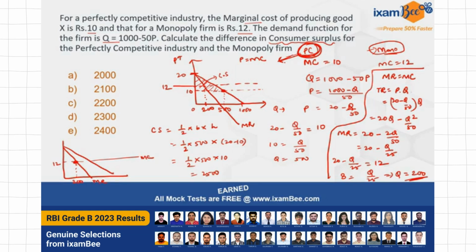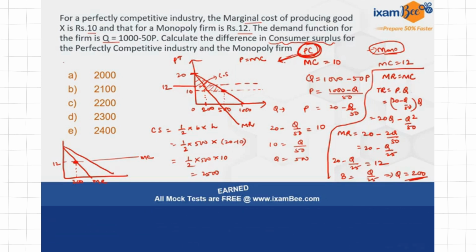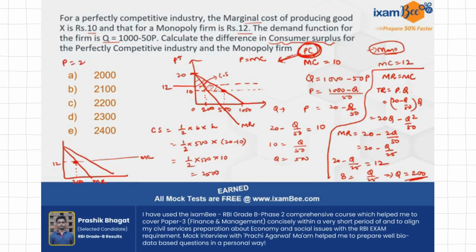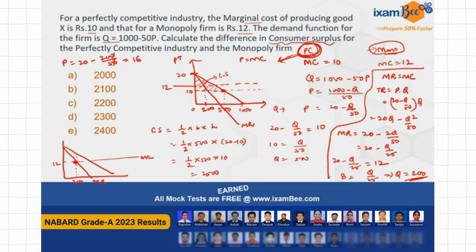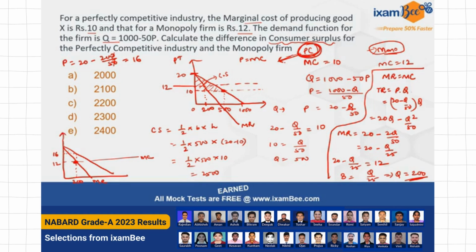Now, what is the price at this particular quantity? Okay, so let's find out what would be the price. So 20 minus Q by 50: 200 divided by 50, which is going to be 4. So 20 minus 4, price is going to be 16, right? So at this quantity, what is the price? 16.